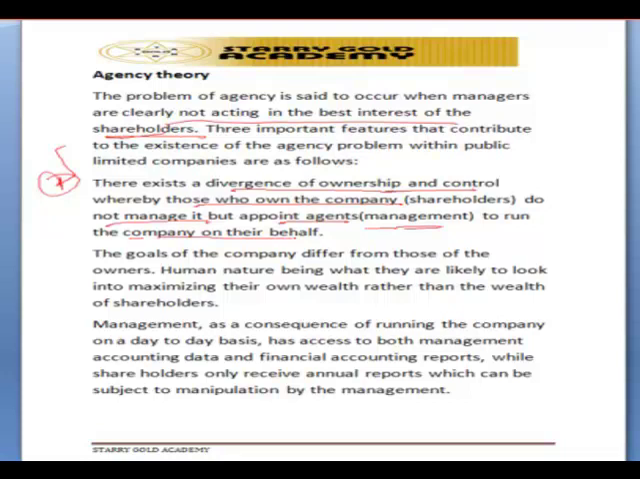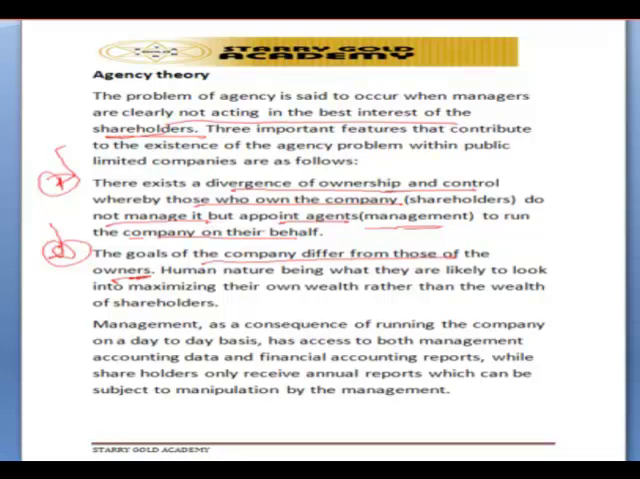It is easier for individuals to own and control the company because there will be unity of purpose. But right now there is no unity of purpose. There is divergence. Number two, the goal of the company differ from those of the owners.